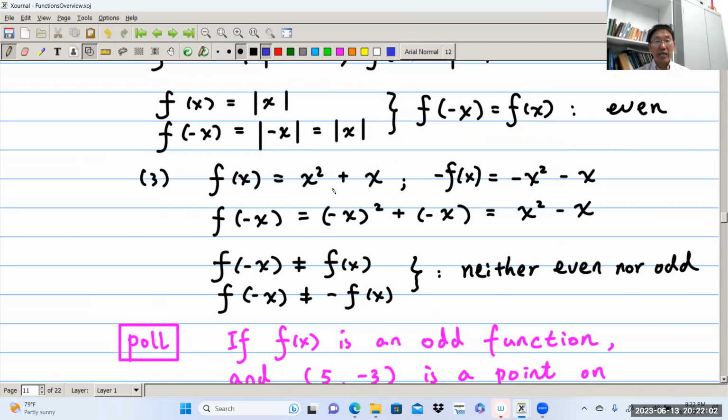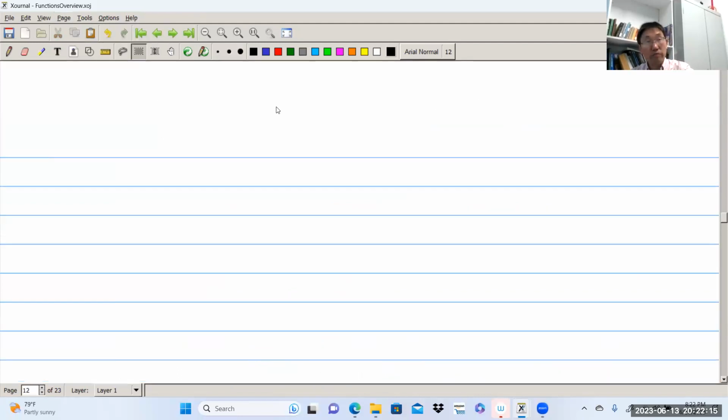Now let's consider this function here. f of x equals x squared plus x. Is this function even or odd? So we can do that test now. Okay, I'm going to do this problem on a separate page. So you know how to test if a function is even or odd or neither. Neither even nor odd.